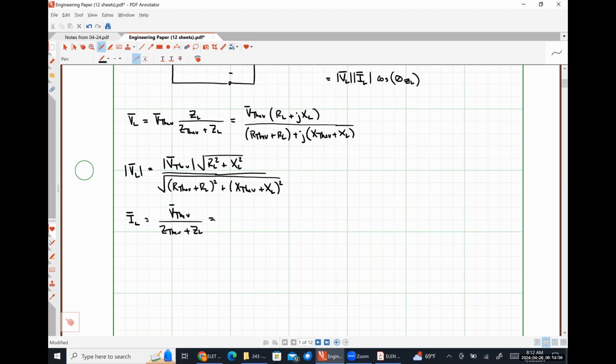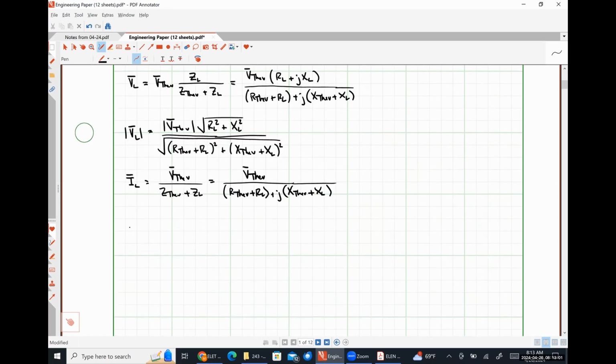And we're going to break these impedances down into their real and imaginary parts like we did just a moment ago. So we'll have V Thev divided by R Thev plus RL plus j times X Thev plus XL. And then doing the exact same thing to find our magnitude, we would have the magnitude of V Thev all over the square root of R Thev plus RL quantity squared plus X Thev plus XL quantity squared.